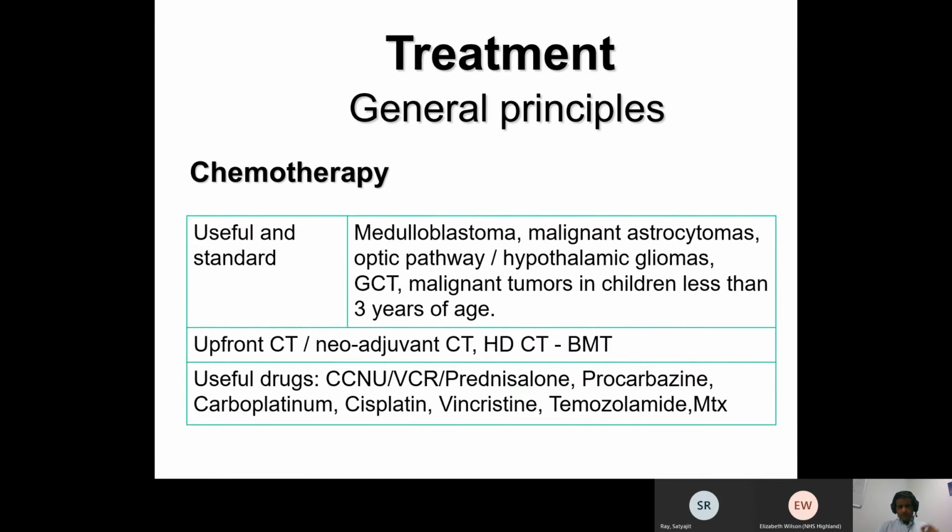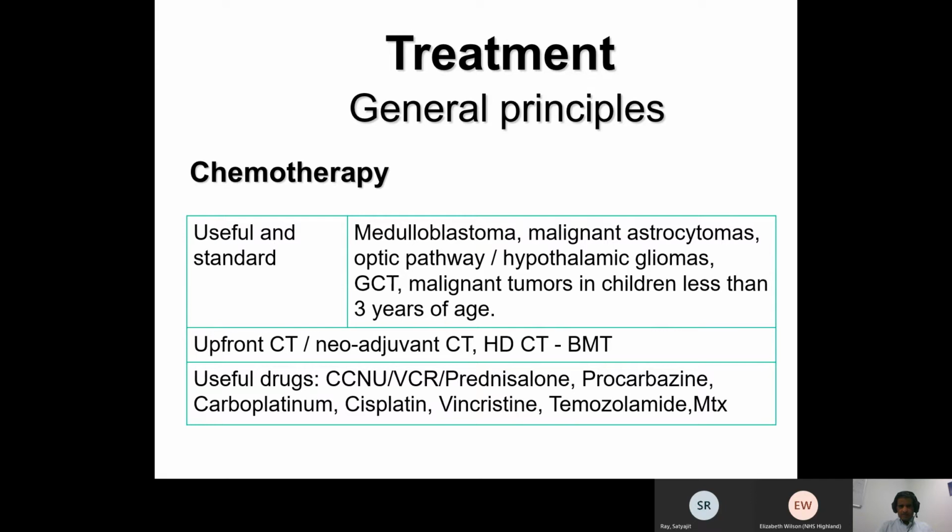So what about chemotherapy? Chemotherapy is standard and useful for medulloblastoma, malignant astrocytoma, that is high-grade gliomas and high-grade astrocytic tumors, optic pathway gliomas, germ cell tumors, and all children with a malignant tumor under the age of 3, because they can't have radiotherapy, so we use chemotherapy for them. They can have upfront chemotherapy, or they can have neoadjuvant chemotherapy, that means after the surgery, or they can have high-dose chemotherapy with stem cell transplant, which medulloblastomas are the main ones that we treat like that.